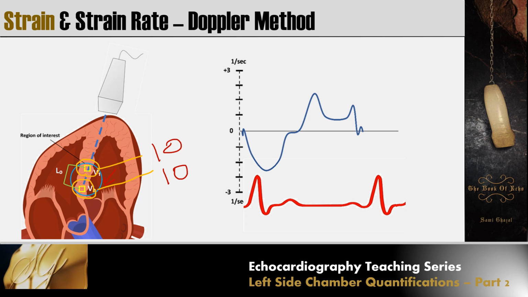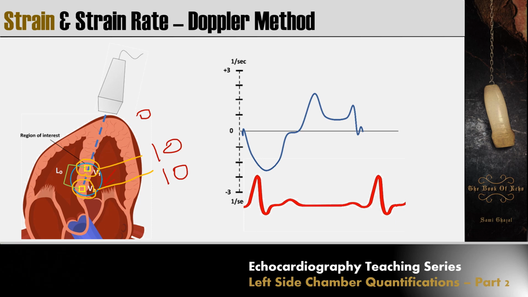So velocity gradient here will be 0. 10 minus 10 is 0. So strain will be 0, strain rate will be 0. So this is why using velocity only to determine LV systolic function is not enough. We have to use the velocity gradient and therefore strain and strain rate.